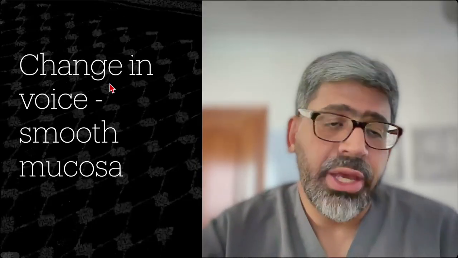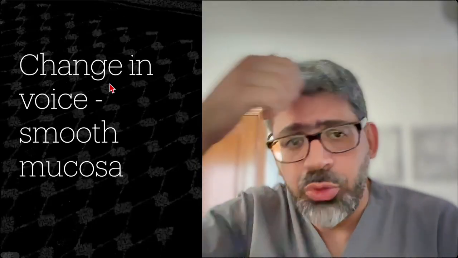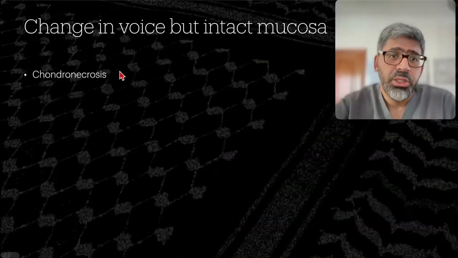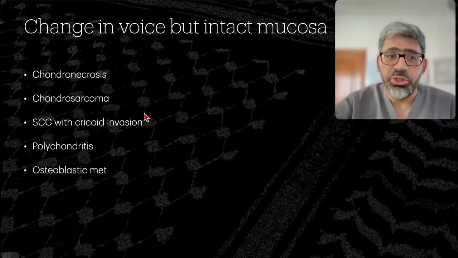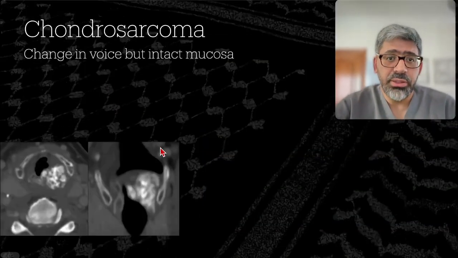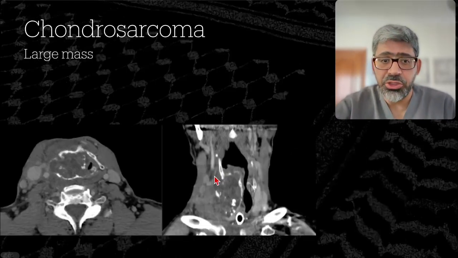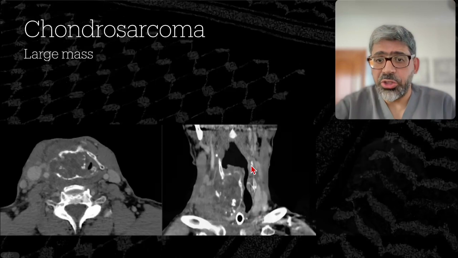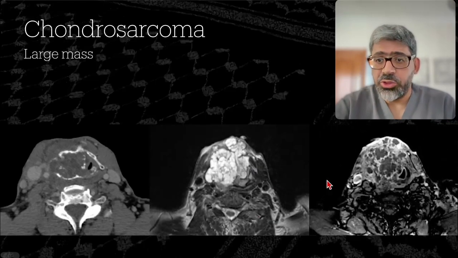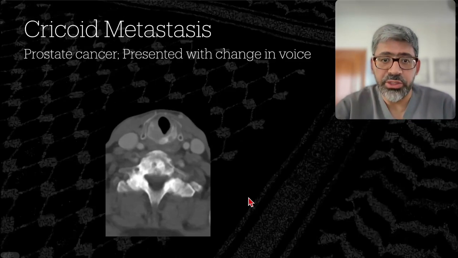More rarely, you can encounter laryngeal tumors with intact mucosa, with pathologies like chondrosarcoma and metastases. This is a case of chondrosarcoma and the typical pattern of ossification. This is a larger chondrosarcoma, and the typical appearance on MR: really bright T2 signal, lobulated mass, peripheral contrast enhancement.